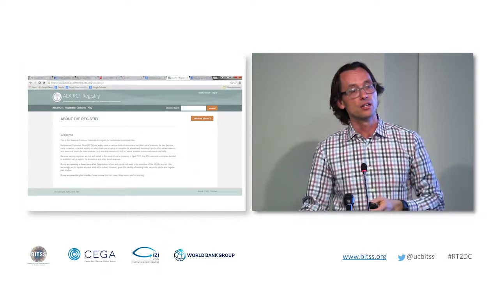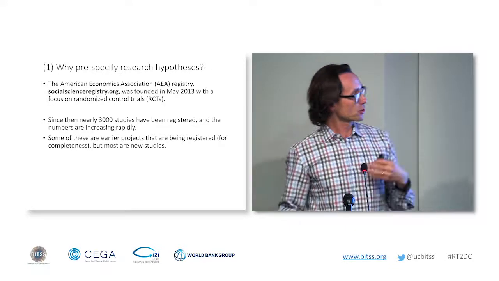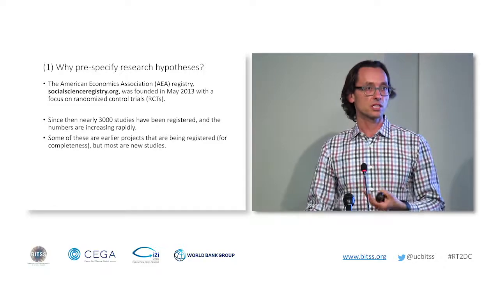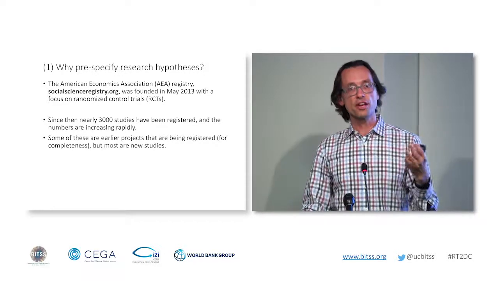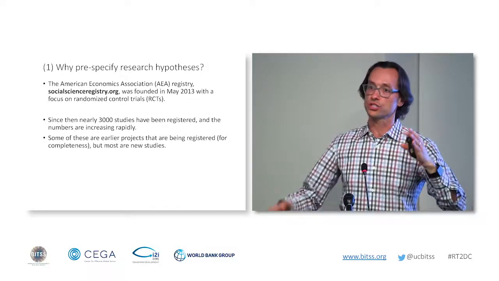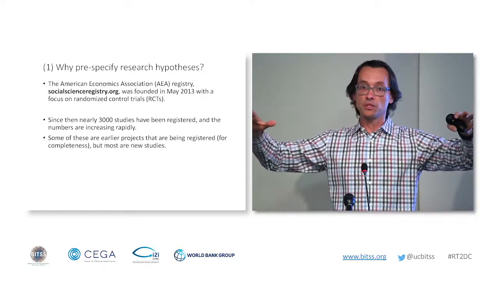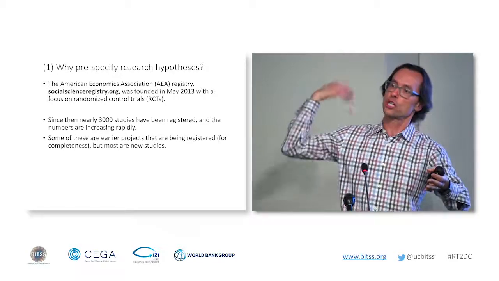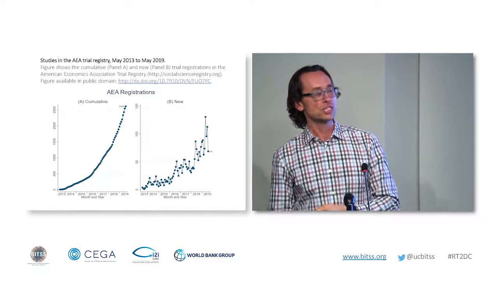So the AAA registry is similar. Over the last 6 years, about 3,000 economics RCTs have been registered. The numbers are increasing pretty rapidly. Now, of these 3,000, some of them are older RCTs that donors and research organizations have asked their affiliates to post. And you'll see in a minute why that could be valuable. But most of them are new studies. So there's some combination of registration of studies from 10 years ago, as well as registration of new studies. And this is the data.